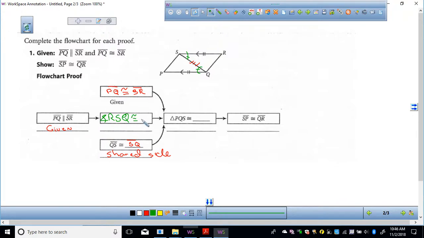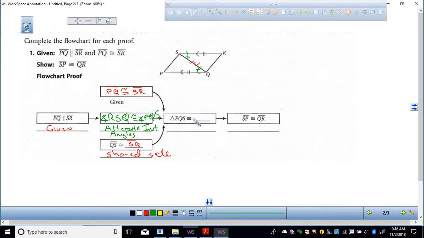RSQ is congruent to PQS. You're not going to have enough room. It's okay. You won't have enough room on your paper either. And because of what Greg said, those are alternate interior angles. What it really means is that if two lines are parallel, then the alternate interior angles are congruent. Okay? Alternate interior angles.